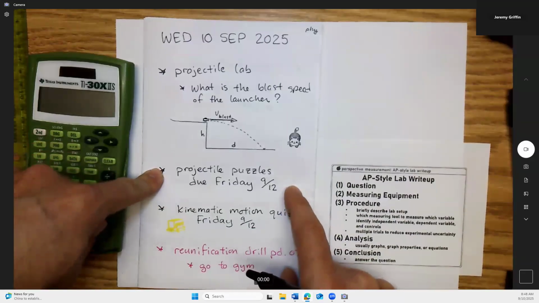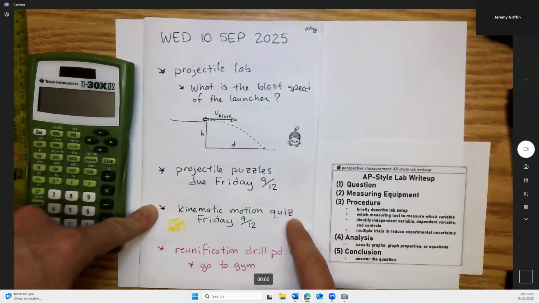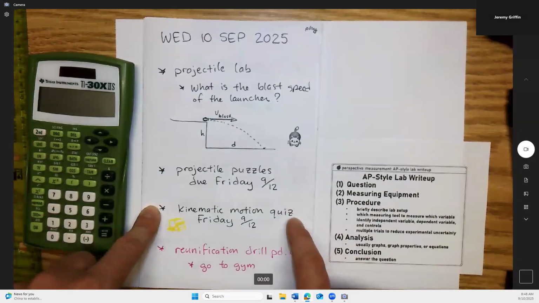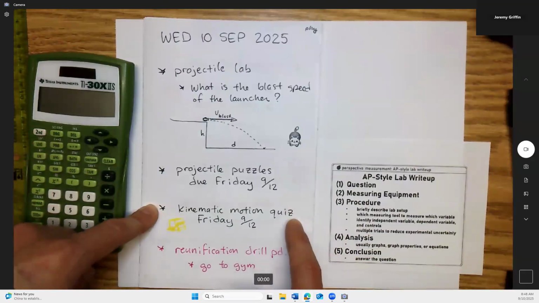You remember the projectile puzzles we've been doing the last few days? Those are due on Friday. And I'll get you your kinematic motion quiz on Friday. It's linear motion and projectile motion, which is the 3 kinematic formulas that we've been using over and over. That's all it's going to be.